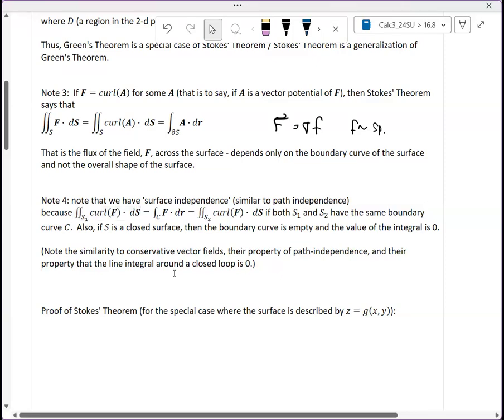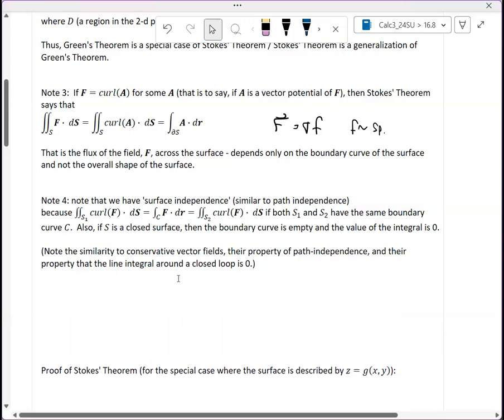And note the similarity here to the idea of conservative vector fields, where big F equals grad little f. They had the property of path independence, similar to this surface independence idea. And they had the property that a line integral around a closed loop is 0, similar to this idea of the surface integral of the curl over a closed surface always being 0.